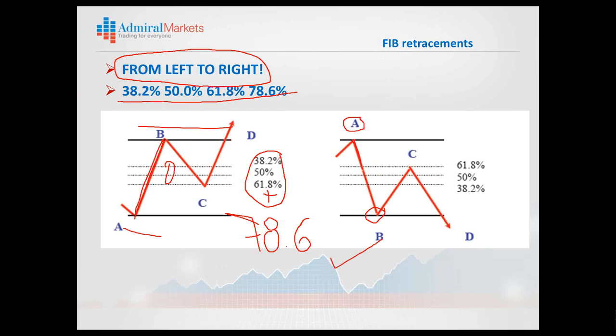You connect from left to right, point A and point B, and you will get those levels: 23.6, 38.2, 50 and 61.8. Above that will be 78.6, okay? In deeper retracements, price usually touches 78.6 and goes down. I don't say that it will always, of course, there is no sure thing, but pay attention to this.